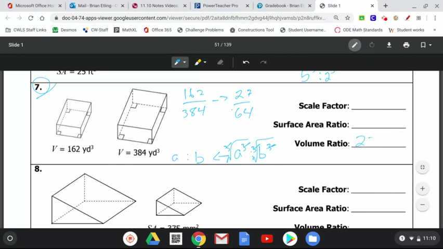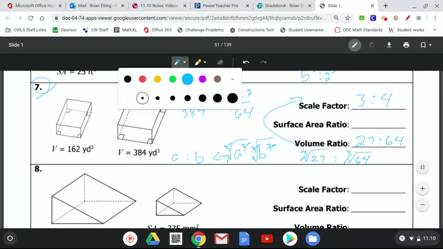So 27 to 64. All right, so when we're finding the scale factor, we have to take the cubed root of 27, and we have to take the cubed root of 64. When you do that, the cubed root of 27 is going to be 3, and the cubed root of 64 is 4. So we're going from the volume over here to the scale factor.